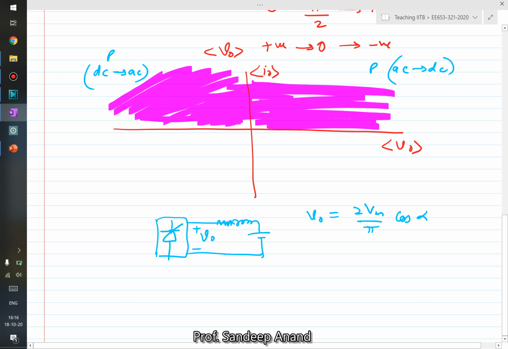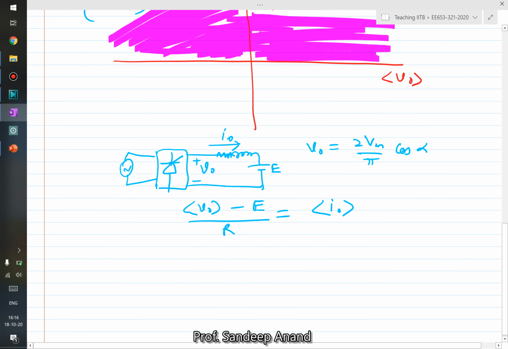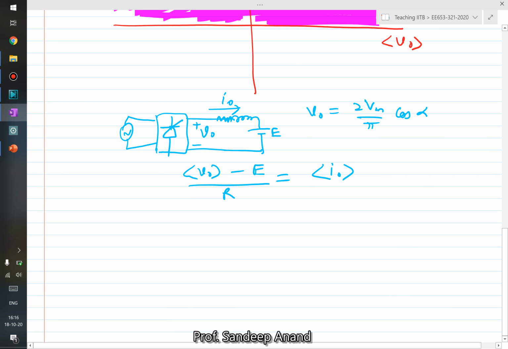So you can adjust this voltage V0 such that this current flows from left to right and your AC side is charging the battery. This is your I0. So you set your average voltage V0 a little bit higher than this battery voltage E, such that this becomes your average output current. If you want to push power back, current will not change. If current could have changed, that could have worked.